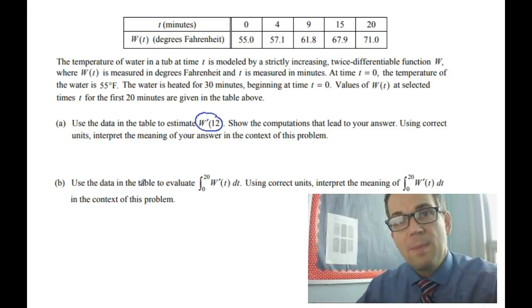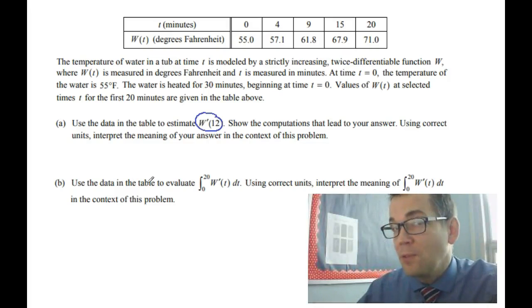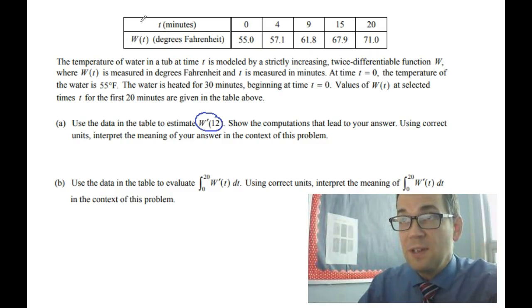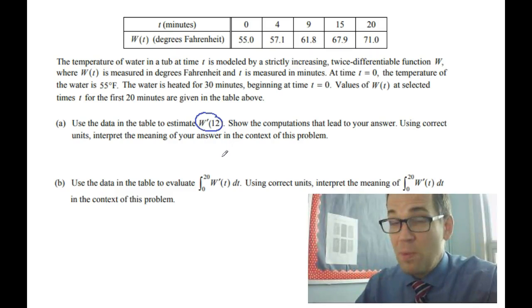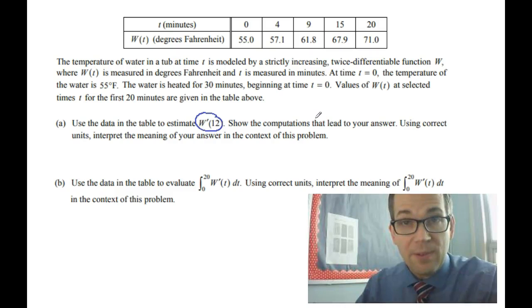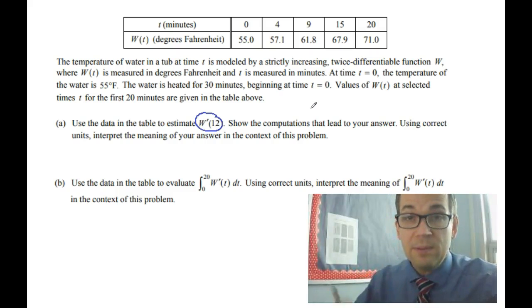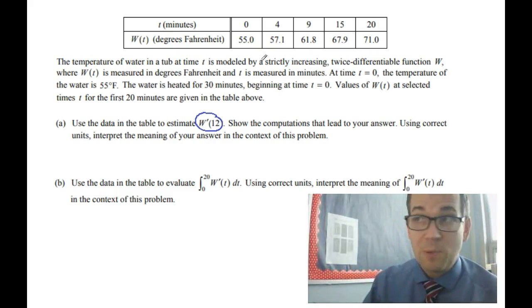A lot of information to read, but for part A, we're asked to find W prime of 12. We have a function that tells us what W is in terms of t. W prime means find the slope of the tangent near 12. Clearly, we don't have enough information to find the derivative, but if you know derivative is slope near a point, we want to find two data points that are close to 12, and find the slope of those points.